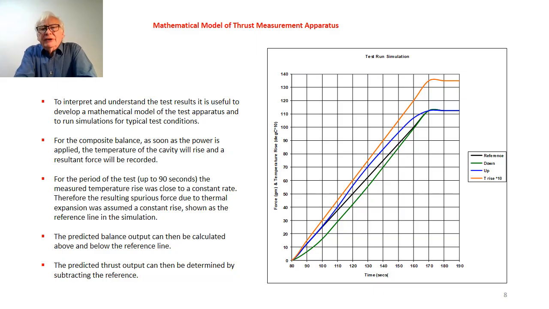What we therefore can do is to find the predicted output thrust by taking away the reference line from both the up and downward outputs from the model itself. You simply subtract the reference line to get the predicted output thrusts from the model.